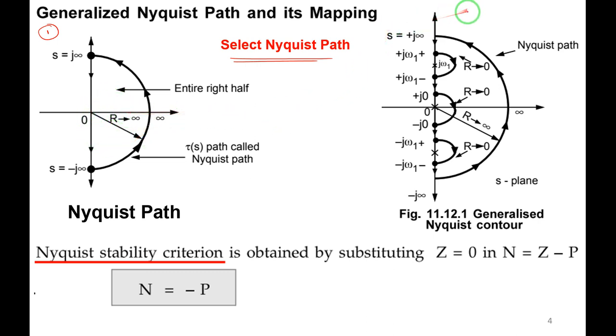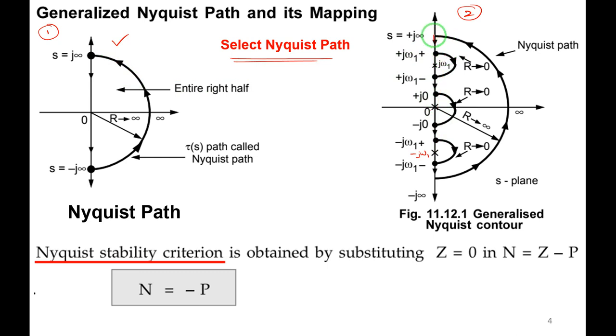In the second diagram you can observe, this is also a Nyquist path, but slight changes are there from the first diagram to the second diagram. I will tell you what the changes are. Suppose the poles are located on the imaginary axis at plus j omega 1. One pole is located there and another pole is located at the origin. Then one more pole is located on the imaginary axis at minus j omega 1, right? So there are three poles lying on the imaginary axis, at plus j omega 1, minus j omega 1, and at the origin. But I cannot take the same Nyquist path for the poles lying on the imaginary axis and the pole lying at the origin.